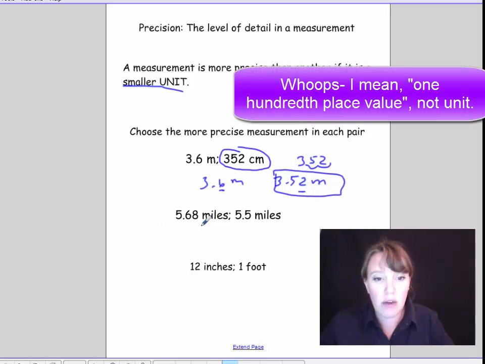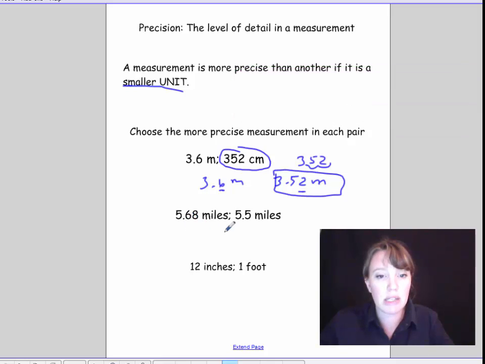Okay. Now for our next comparison, we have 5.68 miles and 5.5 miles. Again, the units are the same, so I'm going to choose the measurement that goes out to the furthest amount of digits to the right of the decimal. So this one's more precise because it goes out to the hundredths, whereas this one only goes out to the tenths.